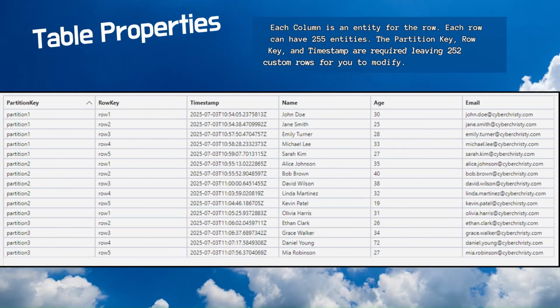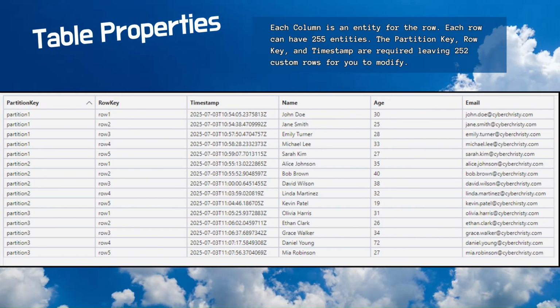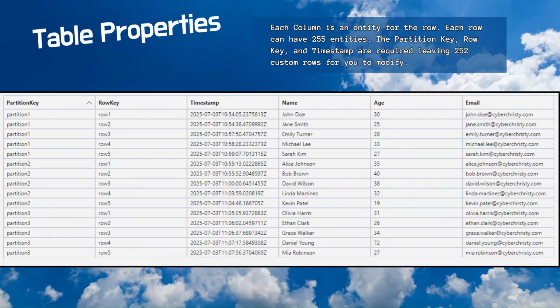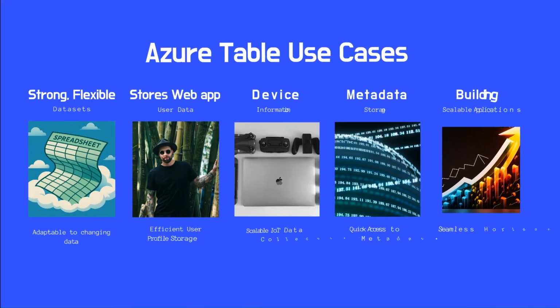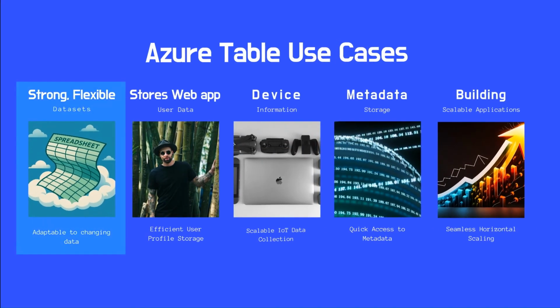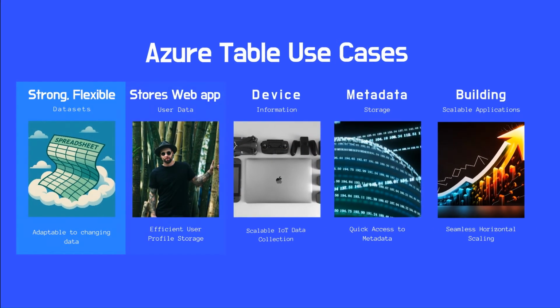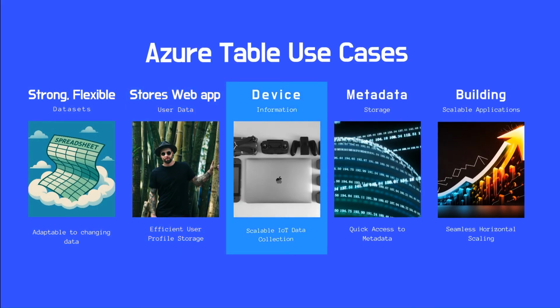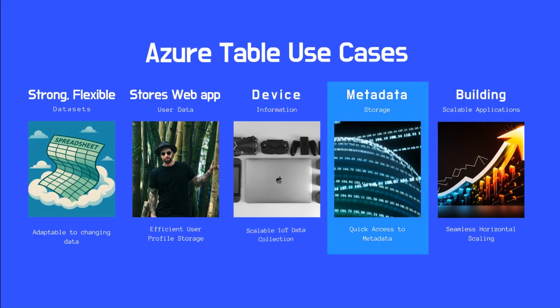Properties. Up to 252 per entity. The properties are the name-value pairs, such as the name is the key, Christy would be the value. Some use cases. Azure Tables excels at storing flexible datasets, holding web app user data, storing device information, metadata storage, and building scalable applications.